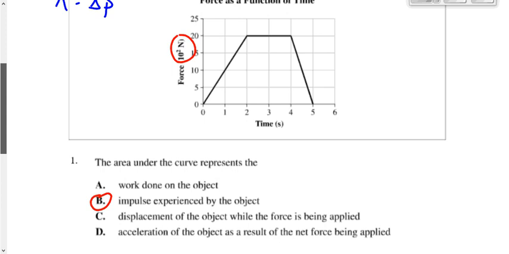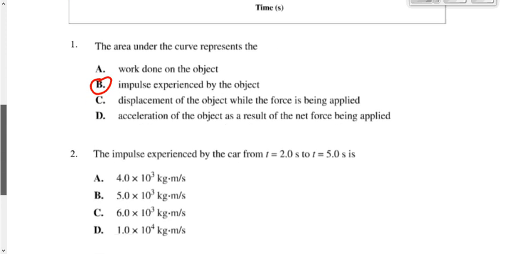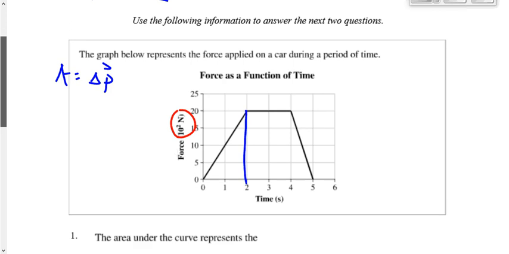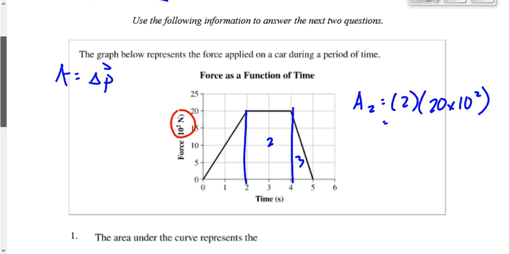Now the next question we should get as well, if we read carefully: the impulse experienced by the car from 2 to 5 seconds. This is area, right? Except it's the area between 2 and 5, not the total area. So we're looking for this section and this section between 2 and 5 seconds. Area 2 is base times height because it's a rectangle. The base is 2. The height is 20 times 10 to the 2. We got to put in the 10 to the 2 there. We calculate that, it works out to be 4,000 Newton seconds.